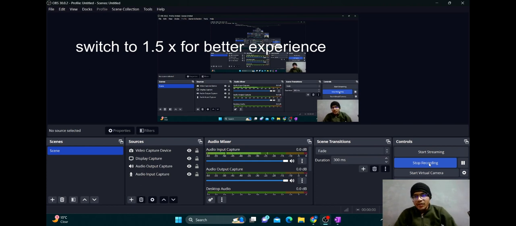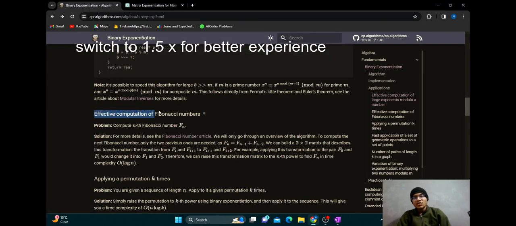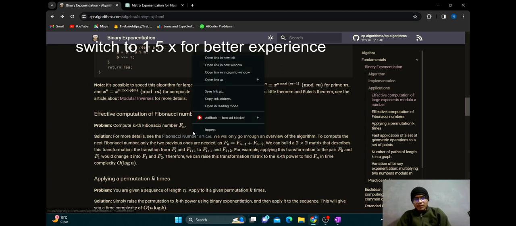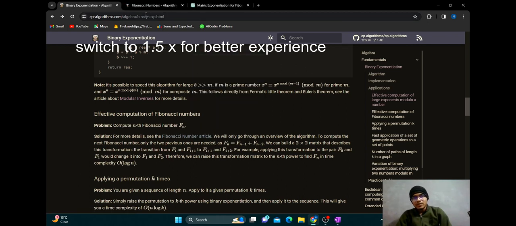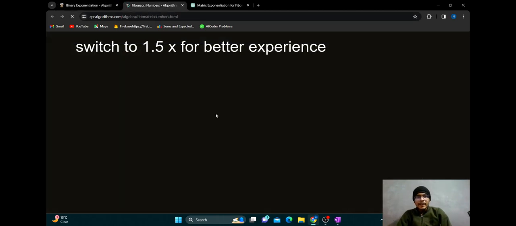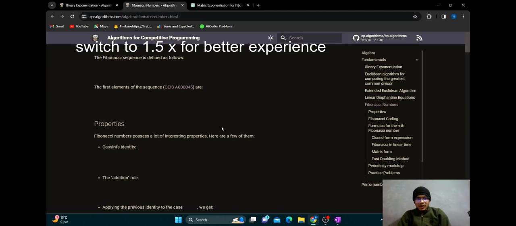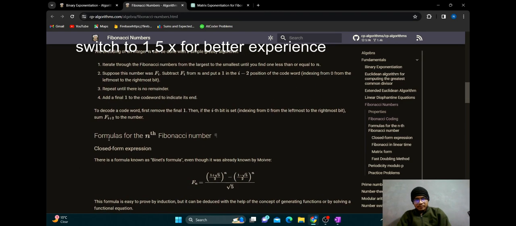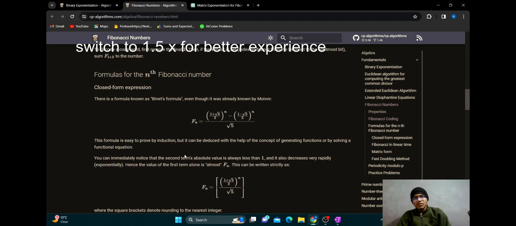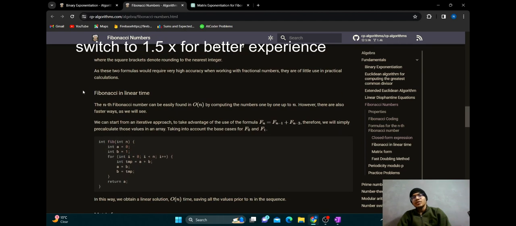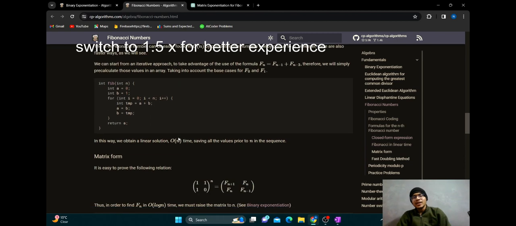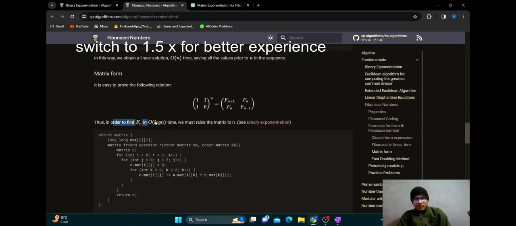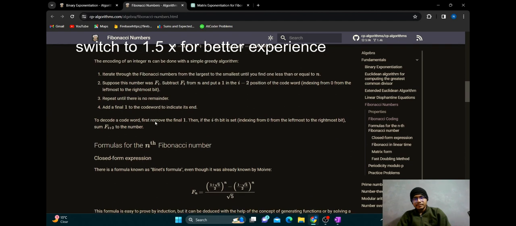Today we are going to see one of the applications of binary exponentiation, which is effective computation of Fibonacci numbers using matrix exponentiation. We will see some of the properties of Fibonacci numbers, what this Fibonacci series is, where this series can be used, and how, and then the coding part of it. What is the formula for the Fibonacci numbers? How we can calculate the Fibonacci series in linear time, and how we can calculate the nth Fibonacci number in O of log n time.